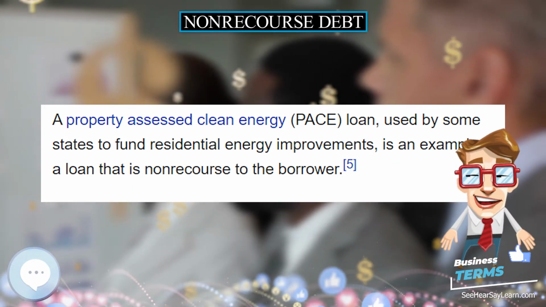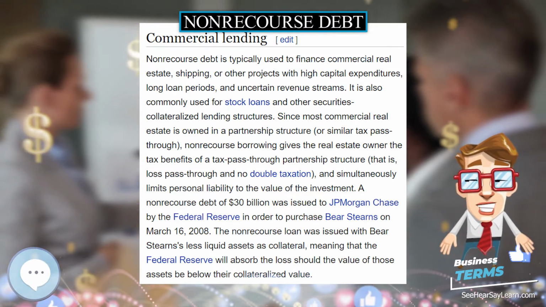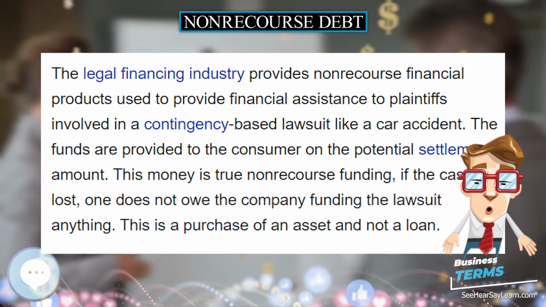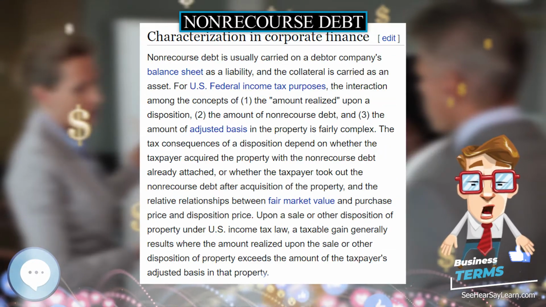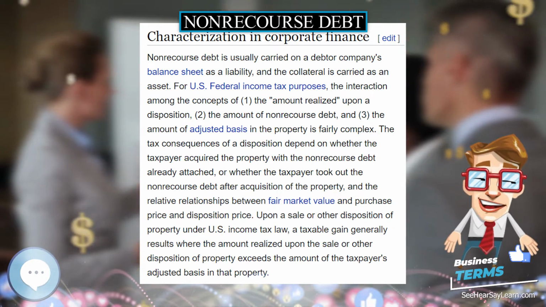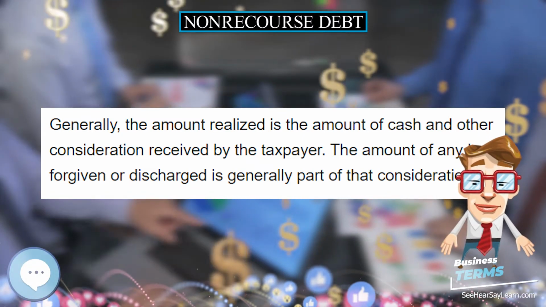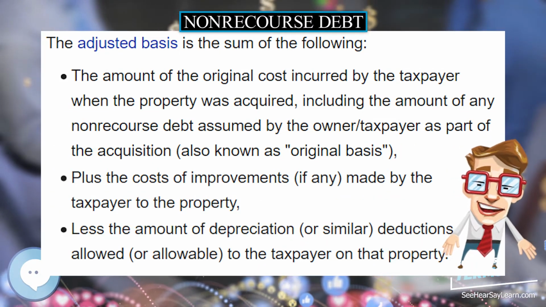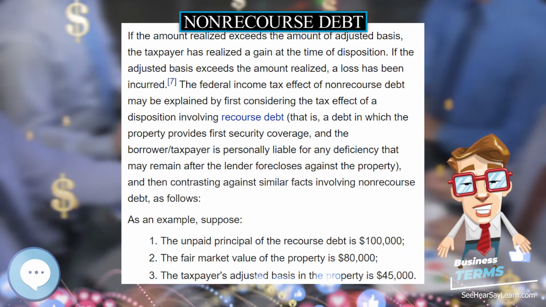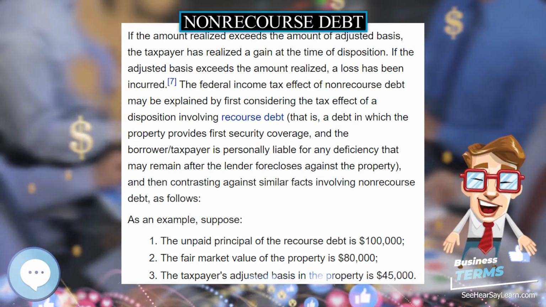Self-directed IRA investors who choose to purchase investment real estate are able to leverage their purchase with a non-recourse loan. Due to Internal Revenue Service regulations, it would be deemed a violation of the qualified retirement account status to personally guarantee any loan on real estate owned by a self-directed IRA. A property-assessed clean energy (PACE) loan, used by some states to fund residential energy improvements, is an example of a loan that is non-recourse to the borrower.